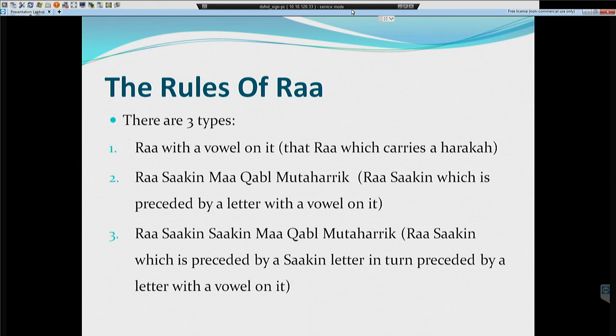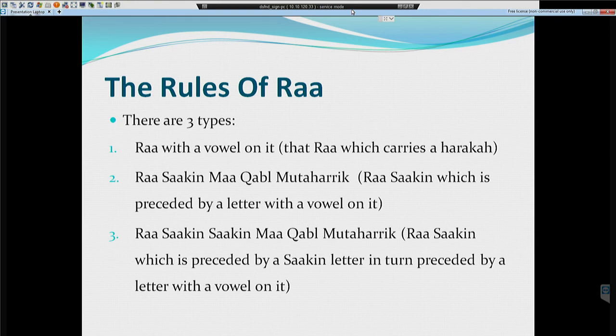Now ra over here. So the first one is ra with a vowel, that ra which carries a haraka. It has either a fatha, a kasra, or a dhamma. This is the first scenario that we look at. So the ra is going to be divided into 3. First one is if the ra is mutaharrik, as it's said in the Arabic language, if it has a fatha, kasra, or dhamma on it.